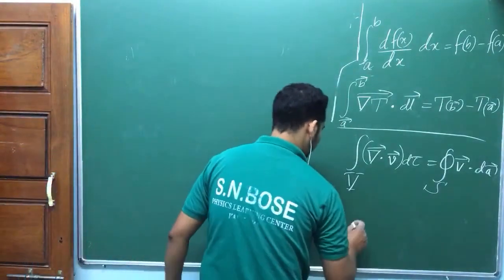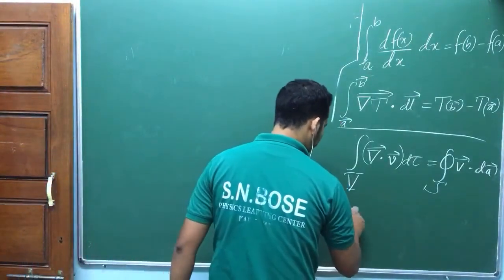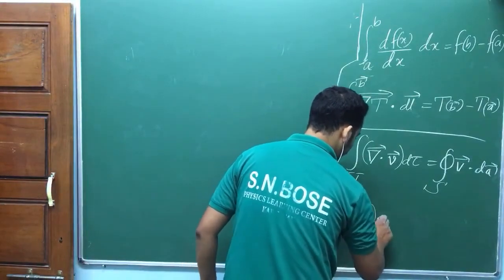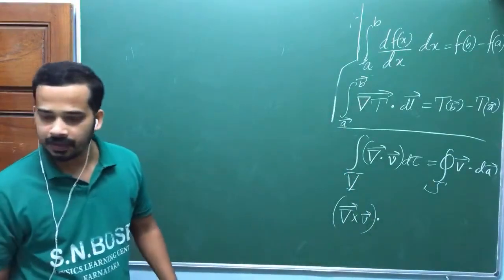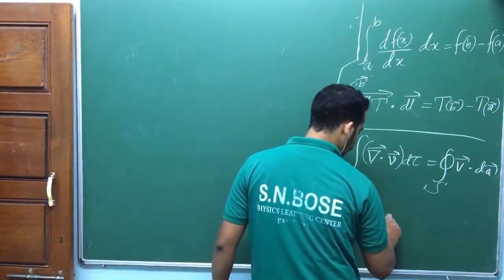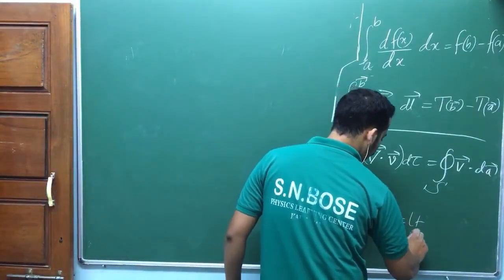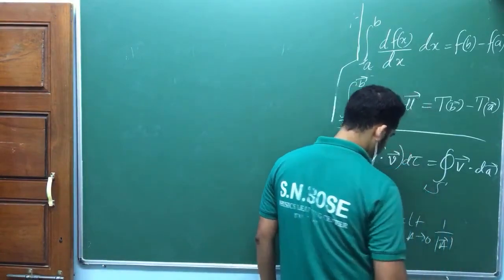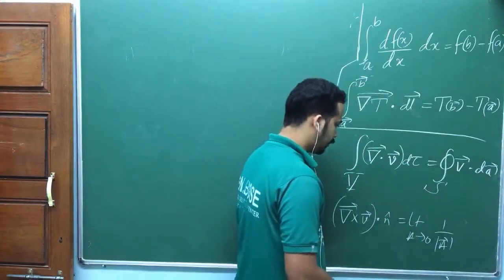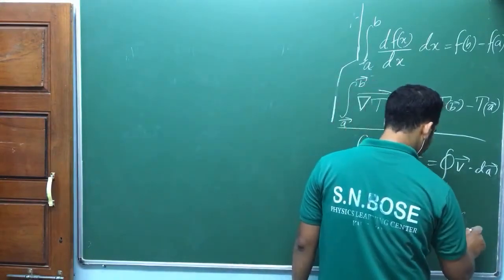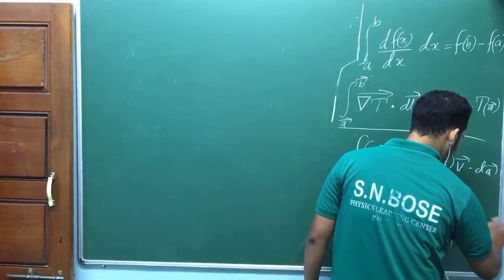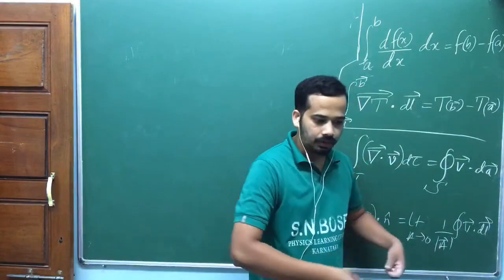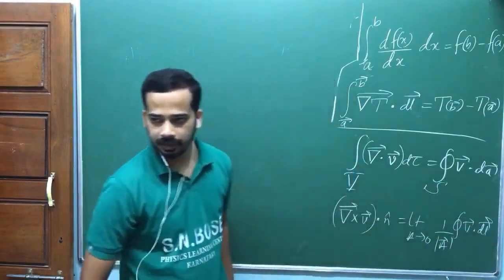How did I define the curl of a vector field, del cross v dot n cap? Am I right? That's equal to the limit as the area tends to 0 of 1 by the magnitude of the area vector, then the closed circulation of the vector field v bar dot dl bar, where that circulation is taken over the boundary of the area. Am I right?